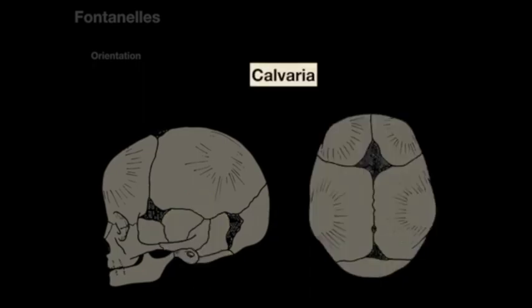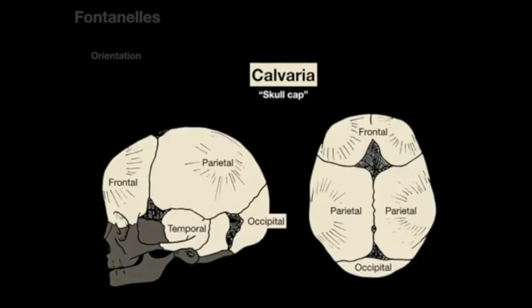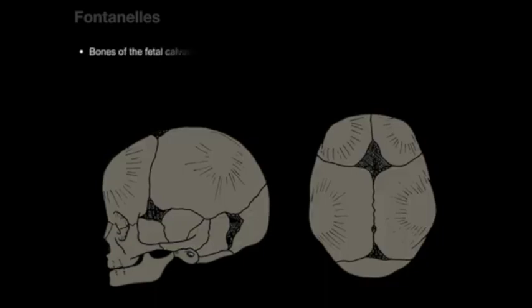So the calvaria is a term you'll hear quite a bit, which means the skull cap, and it's all these bones here that we see. And so when we talk about fontanelles, it's these bones that are going in spaces between them that will form not only sutures but fontanelles. So bones of the fetal calvaria are separated by fibrous connective tissue, and this connective tissue is what's going to give rise to sutures and fontanelles.